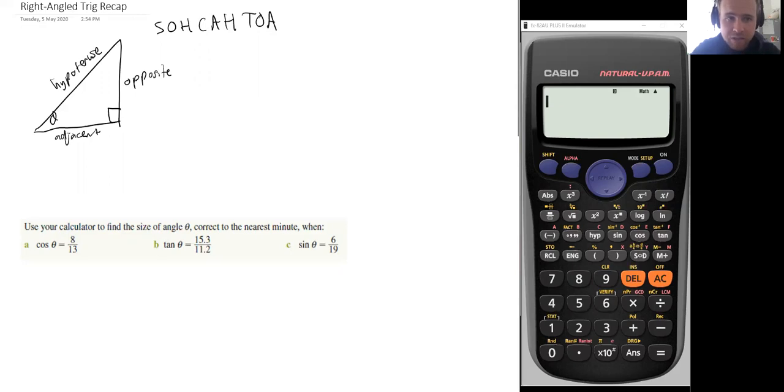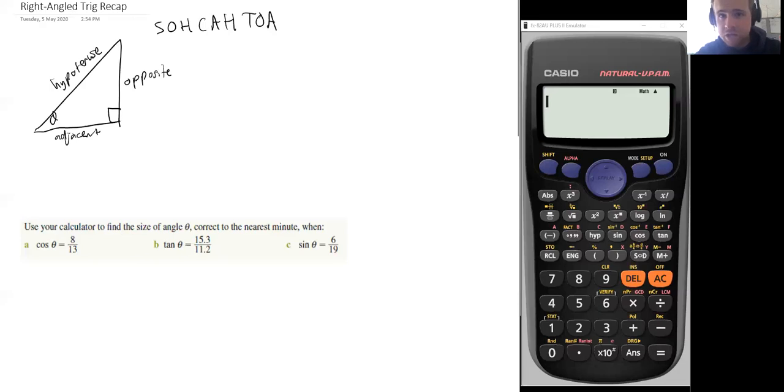So this angle has two sides next to it. The long one is the hypotenuse, and the other one is the adjacent. So we need to remember where those sides are relative to that angle. Now, if the angle was up at the top corner, then the adjacent and the opposite sides would swap. So it all depends which angle you're looking from.